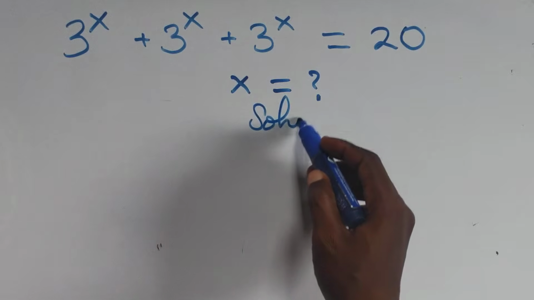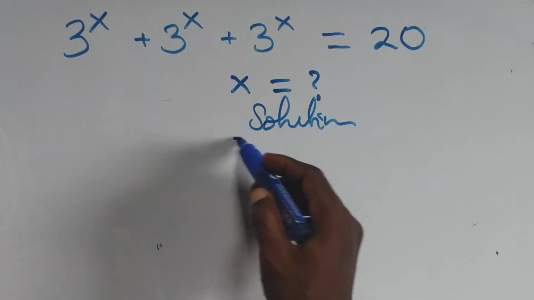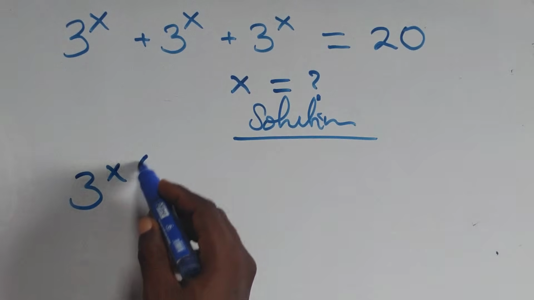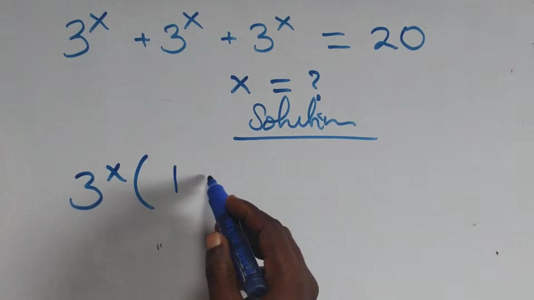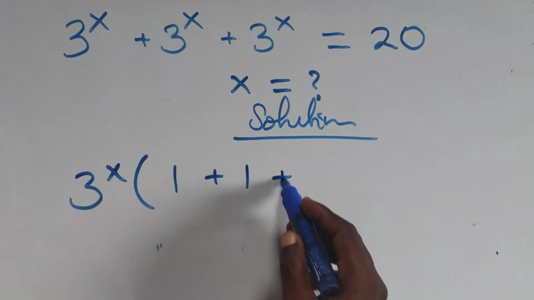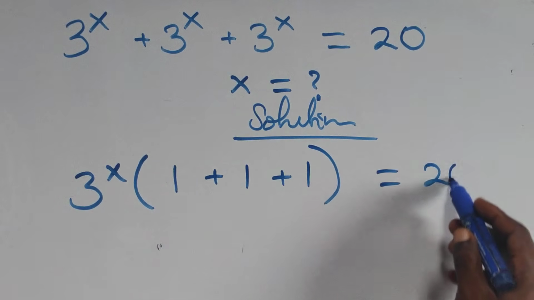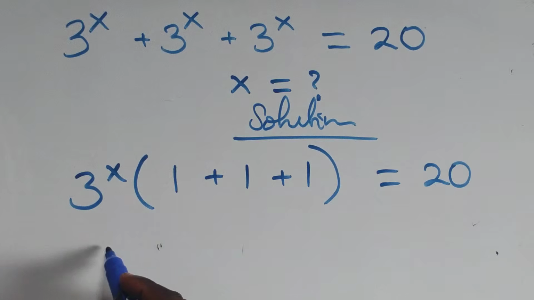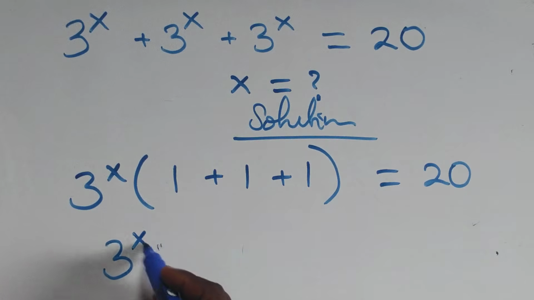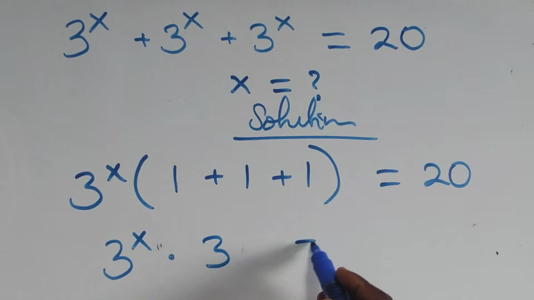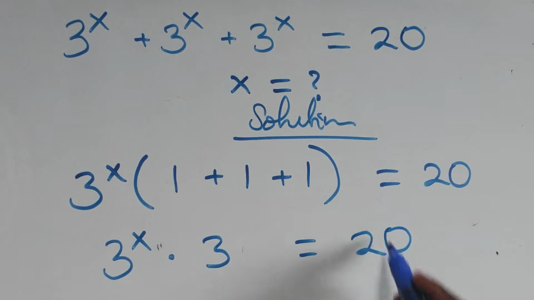Solution here. We have a common factor 3 raised to power x, that is 3 raised to power x into brackets. Here we have 1 plus 1 plus 1 left here, equals 20 on this side. This is the same thing as 3 raised to power x times 1 plus 1 plus 1, that's 3, equals to 20 on this side.